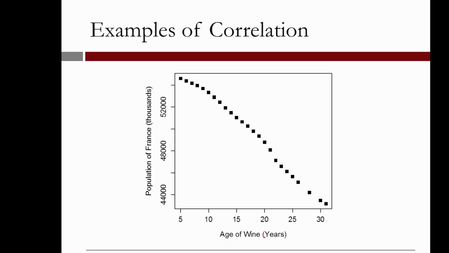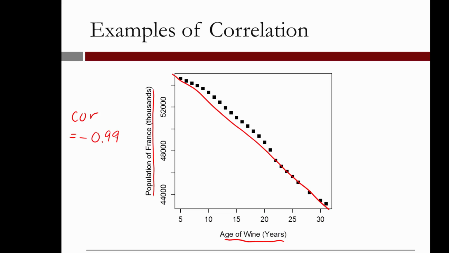This plot shows age of the wine on the x-axis and the population of France on the y-axis. We can easily see that there's a strong negative linear relationship between these two variables. This makes sense since the population of France has increased with time. If we compute the correlation, we get -0.99. So these two variables are indeed highly correlated.